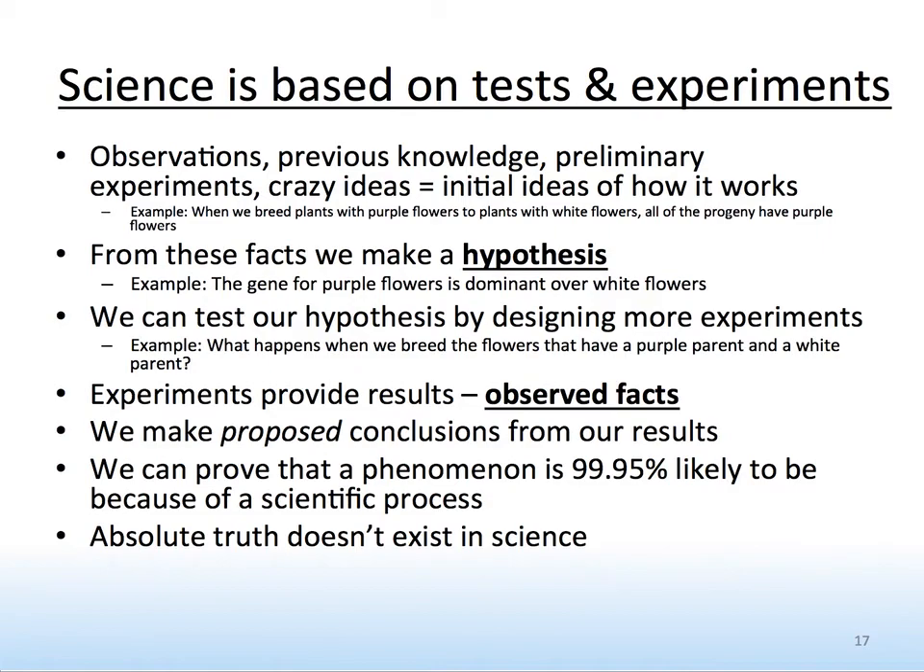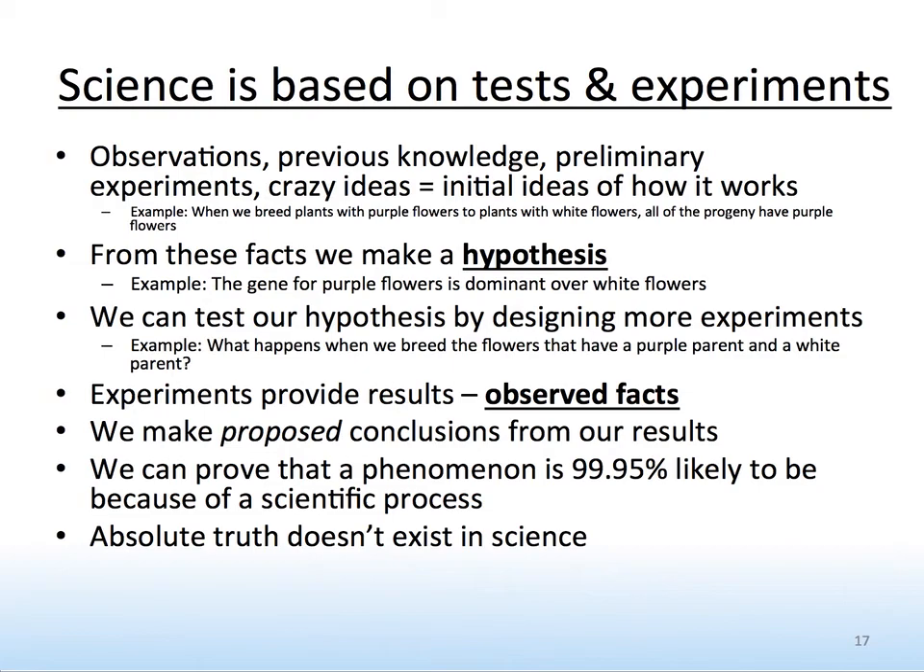Science is based on tests and experiments. So we use observations and preliminary knowledge and preliminary experiments and previous knowledge, all of this collective of knowledge that we have, we utilize to create a hypothesis. We can test our hypothesis by designing more experiments. From this we have observed facts, and we are going to make our own conclusions about these facts. Another scientist might come along and make a different conclusion. But the data is the data. Our numbers are the numbers. And different people might actually come to different conclusions from the same data.